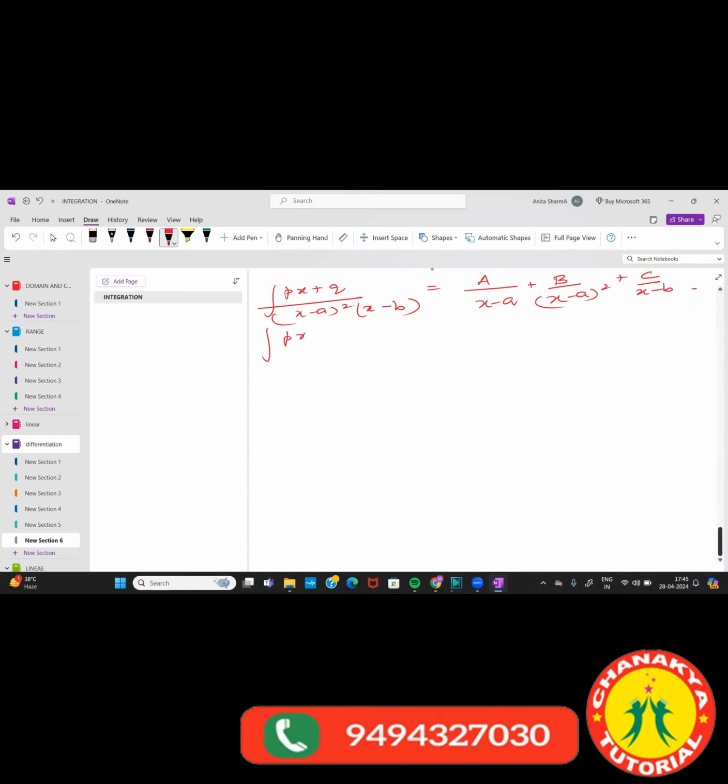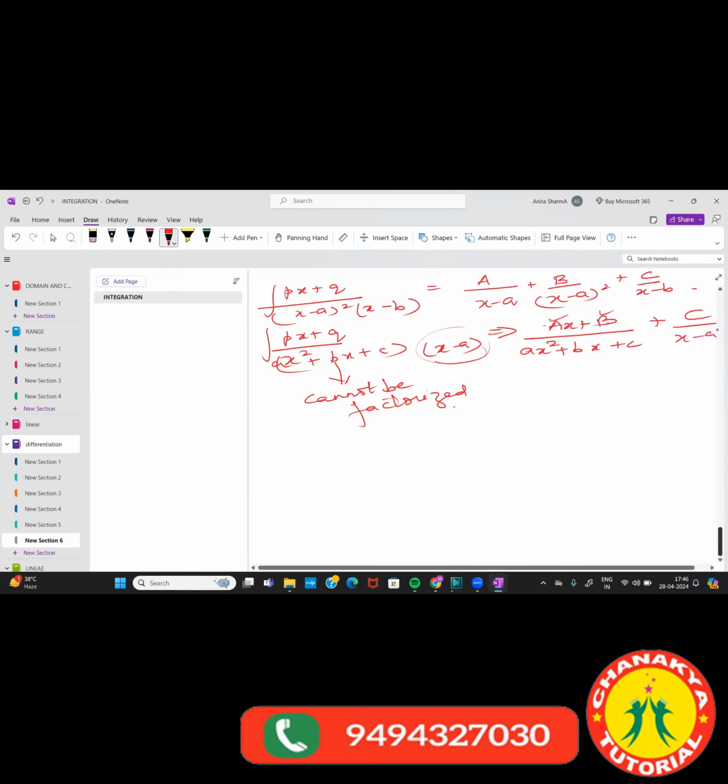Okay. Now, if you have given factors like (px + q) upon (ax² + bx + c) into (x − a), so this is your quadratic polynomial. If it cannot be factorized, then you will write like this: (Ax + B) upon (ax² + bx + c). Now this is your factor x − a, so two variables you have introduced. Now you will write capital C upon x − a.